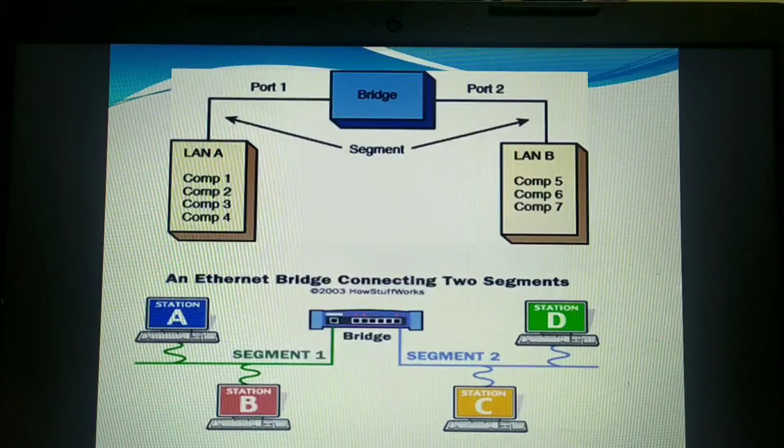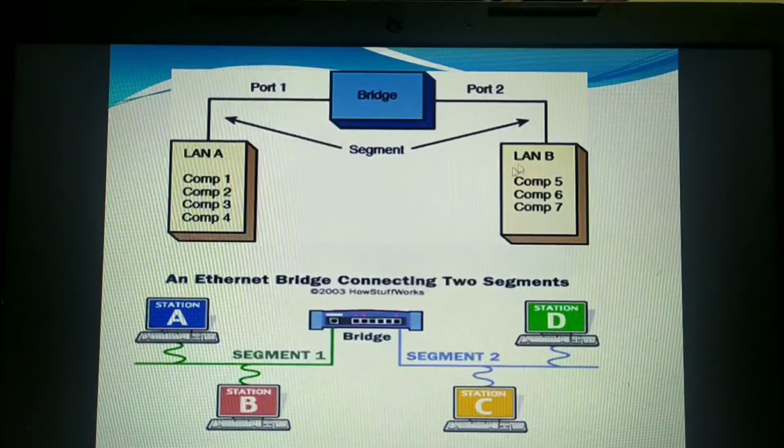So in this video, let us see a few more networking devices. The first networking device that we are going to study is the bridge. A bridge is a device that allows you to link or connect two networks together.